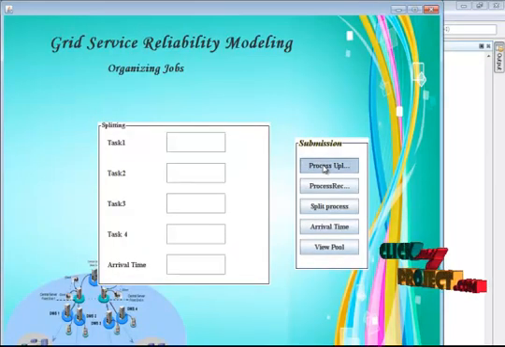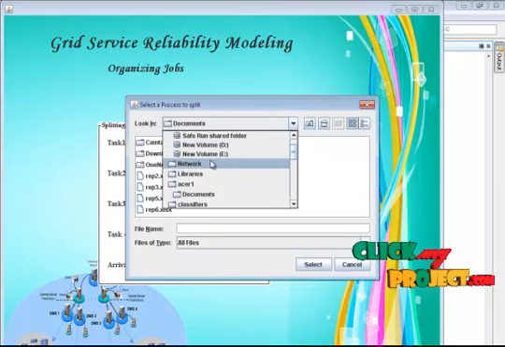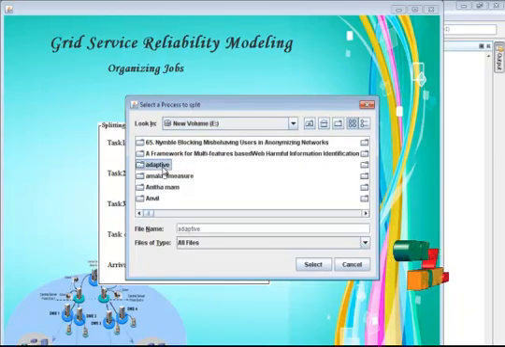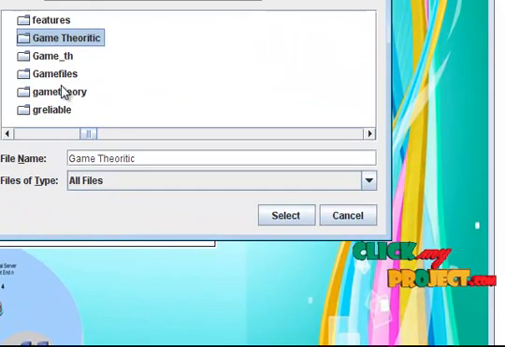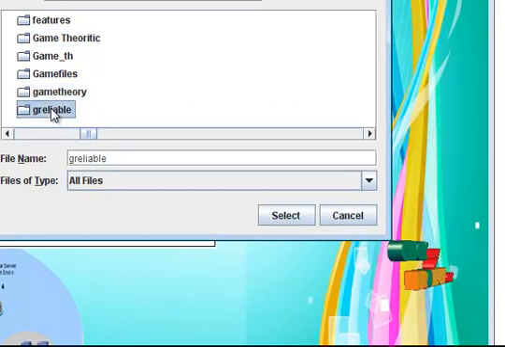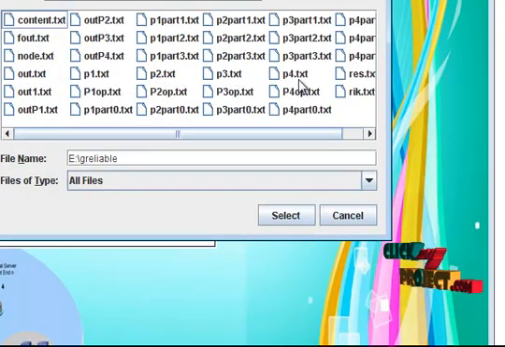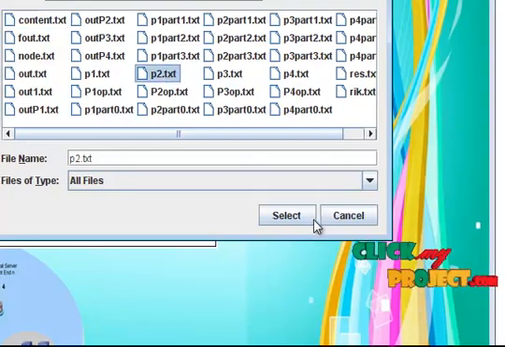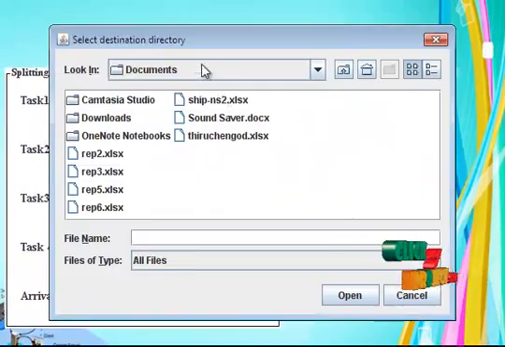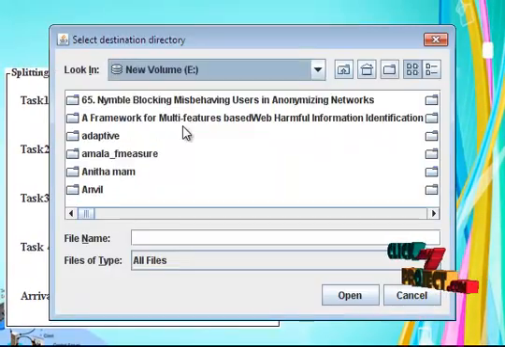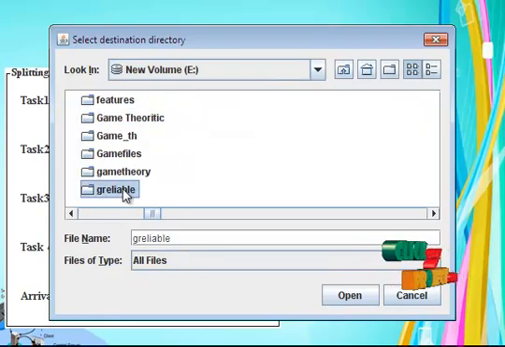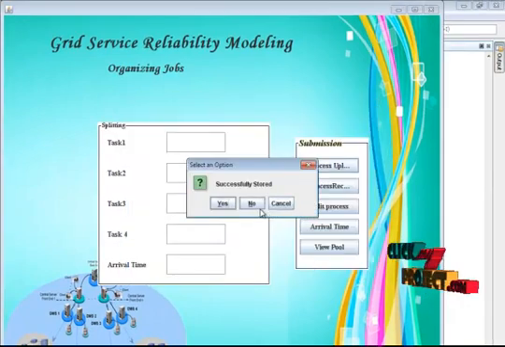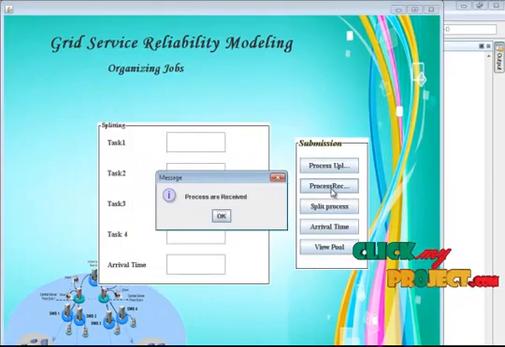So process selection is done. You need to select one of these particular files, such as P1, P2, P3, P4, either of these files. So I'm just selecting this P2. After the destination, select directory, you need to select the same directory, G reliable. Then open. Yes.